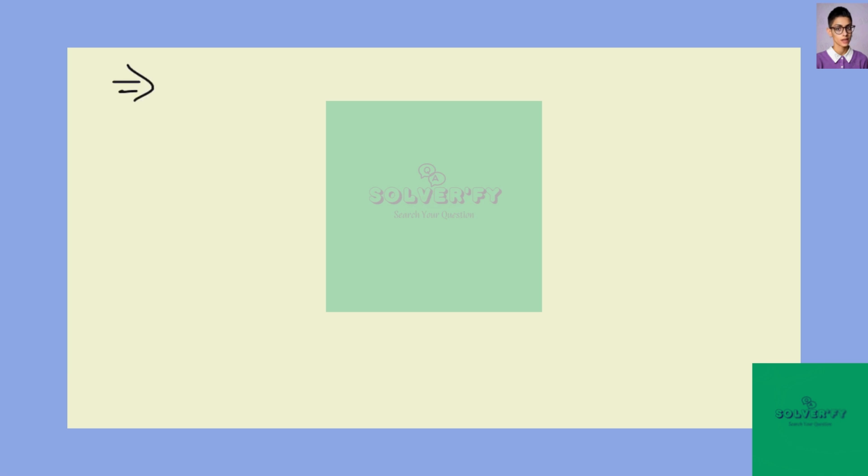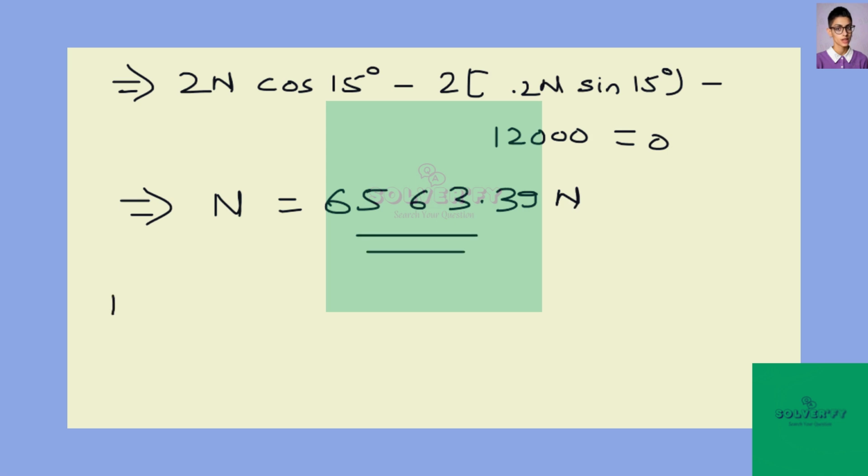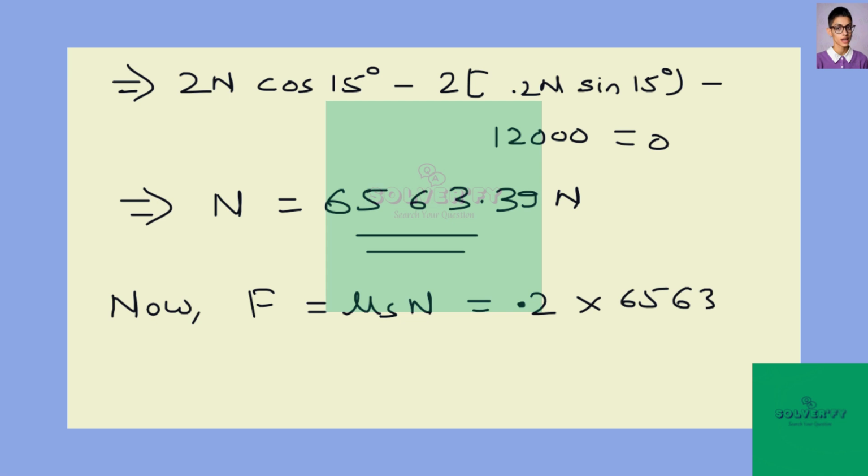Now going forward, 2N cos 15 degree minus 2 into 0.2N sin 15 degree minus 12,000 is equal to 0. On solving, we can get the value of N as 6563.39 Newton. Now, as we know, F is equal to mu s N. Putting the value of mu and N here, we get F is equal to 1312.678 Newton.